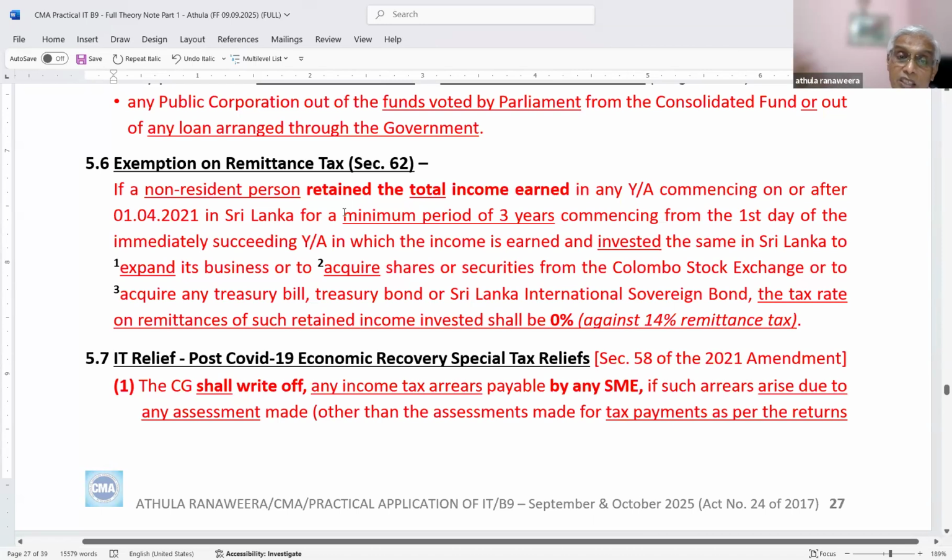If you invest that money in Sri Lanka for the next 3 years, you can invest that money to expand your business, to acquire shares or securities from the Colombo Stock Exchange, or to acquire treasury bonds or Sri Lanka international sovereign bonds. Then the tax rate on remittance tax on such retained income is 0%. That means you need not pay remittance tax. But you have to keep it for a minimum of 3 years by investing in one of these 3 categories.